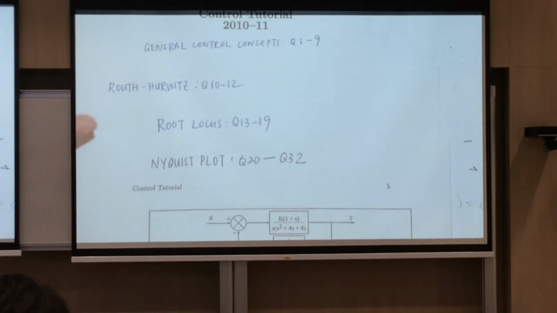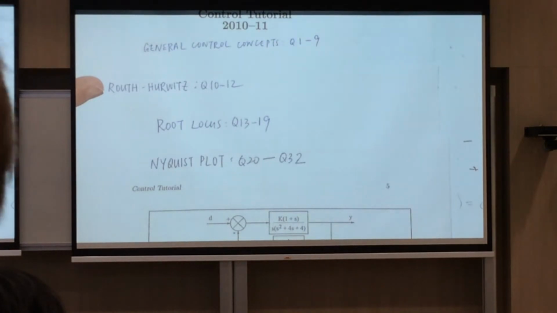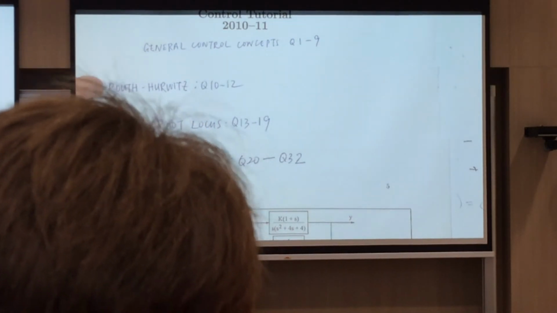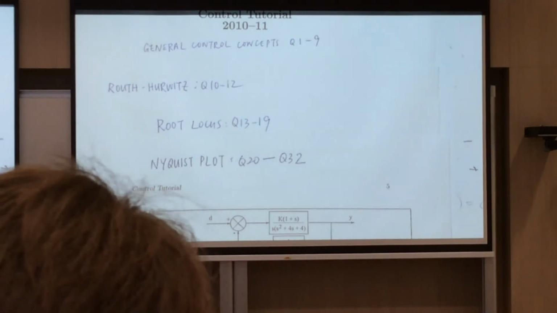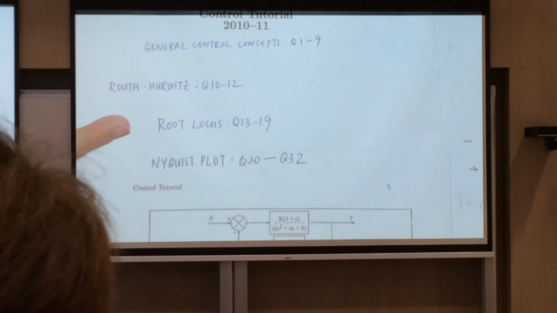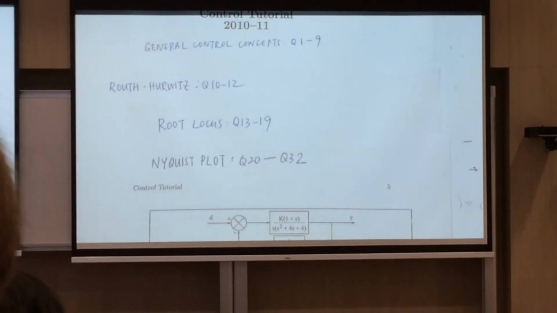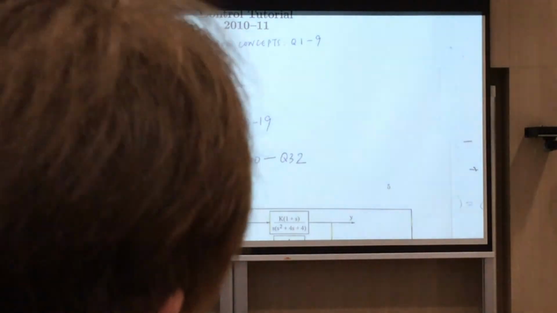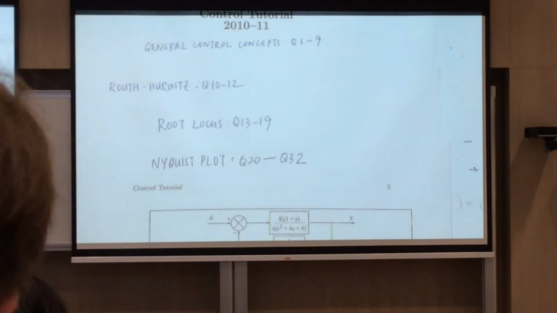In addition, for higher order systems, if you ever see a question for higher order systems, make sure you know how to create the Routh array. For root locus, we have gone through quite a number of questions, which is plotting the closed loop poles as K tends from minus infinity to infinity.